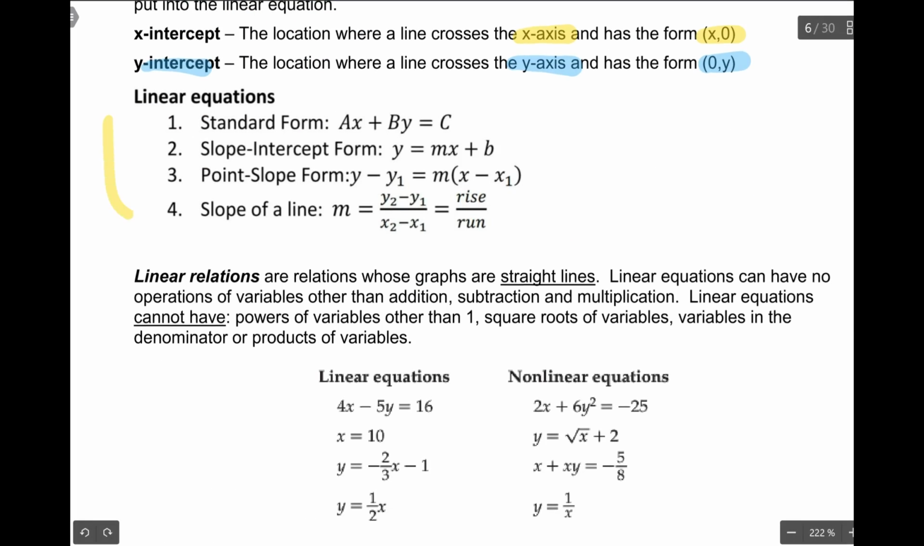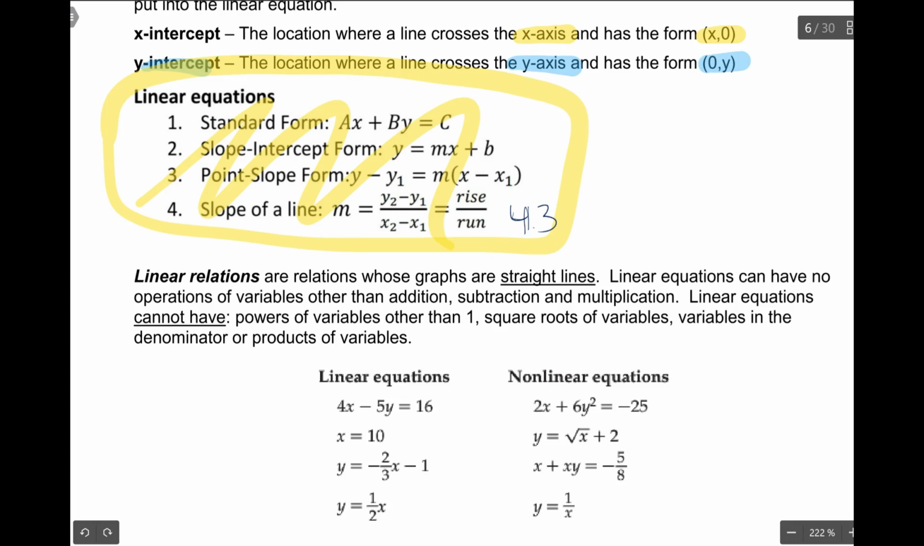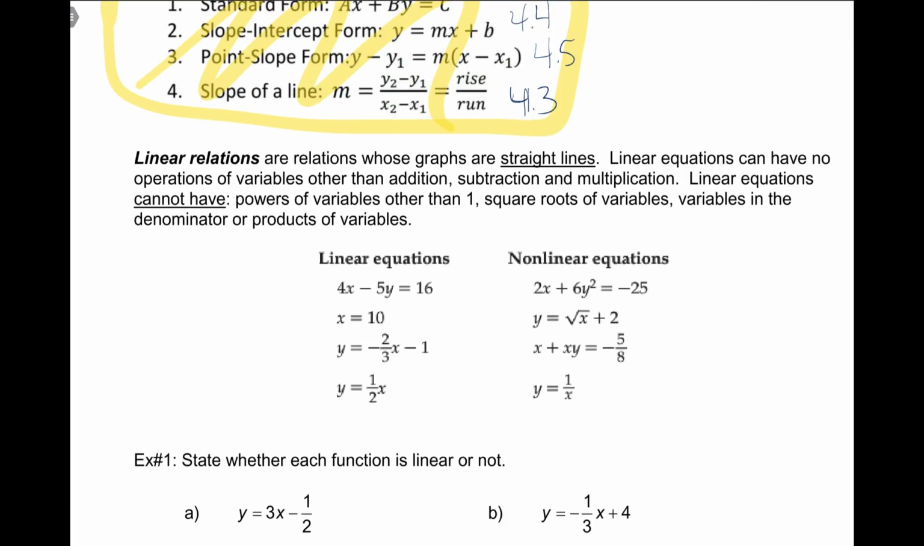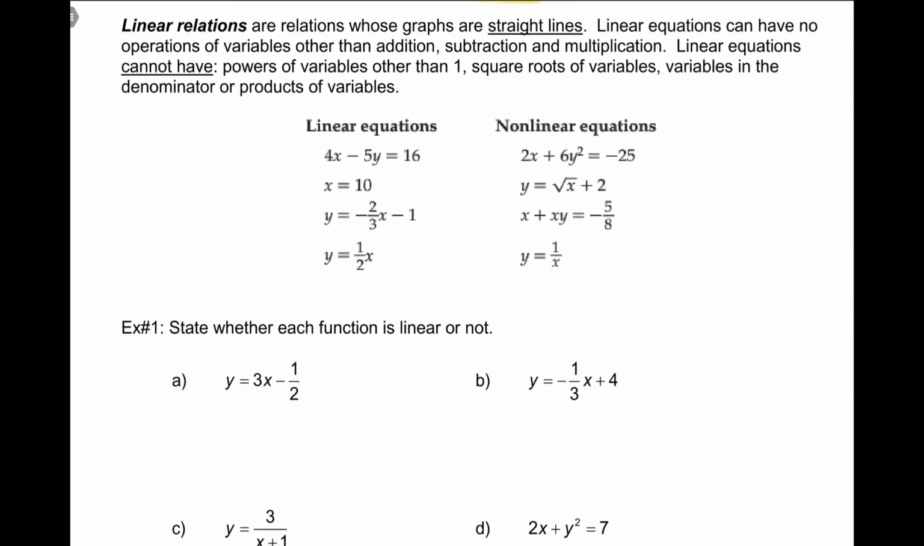The rest of this chapter we're going to spend working on this. We're going to be covering slope of a line in 4.3. Point-slope form is 4.4 or 5. Slope-intercept form 4.4. Standard form is 4.2, so this lesson. Otherwise, this is the core. That's the meat.